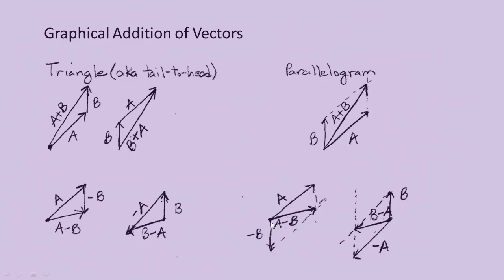We have to remember that when we're subtracting b from a, it's the same as adding negative b to a. So we go ahead and place our vectors at the same origin, and we draw our dashed lines parallel to the other vector, and our resultant vector starts at the origin and ends where the dashed lines intersect. And once again, you can see that we get the same resulting vectors using the parallelogram method as using the triangle method.